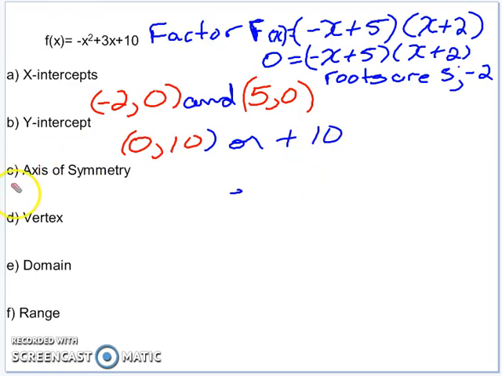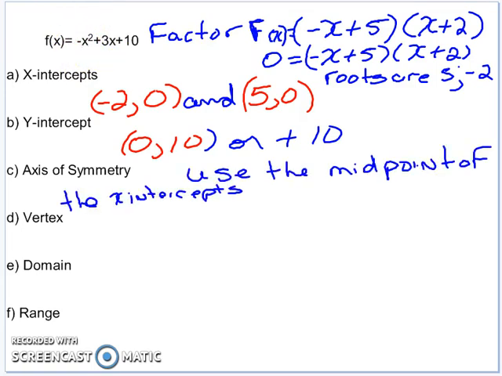Next step's a little trickier. It's called the axis of symmetry. This is the line that divides the parabola in half, giving us two equal, or symmetrical, sides. And it passes through what is called the minimum or the maximum value. In this case, it's a maximum value because we have an a value of negative 1, so the parabola opens down.